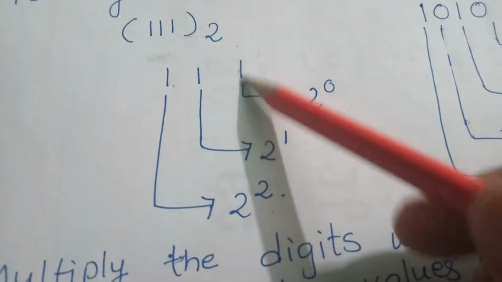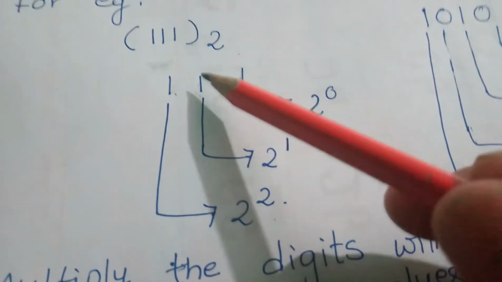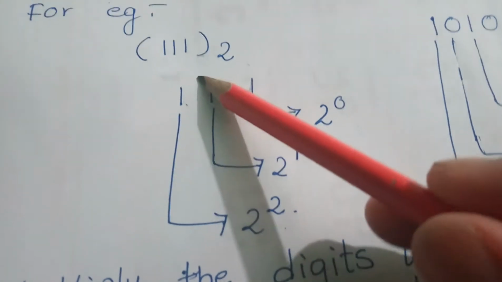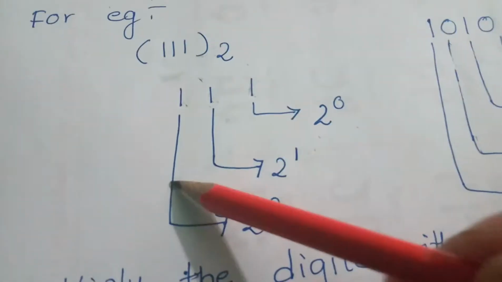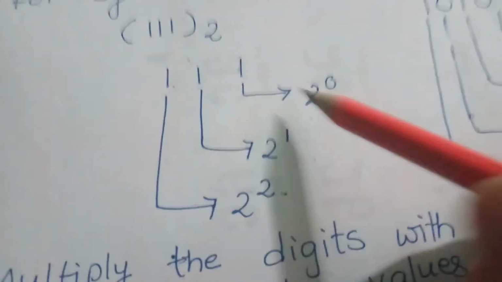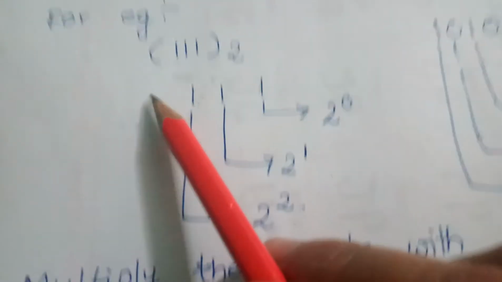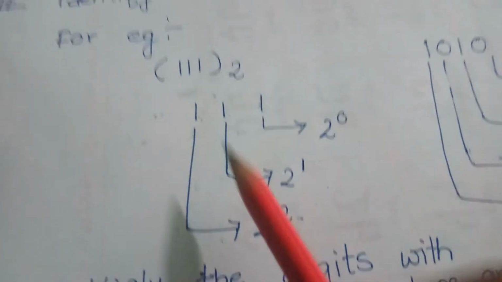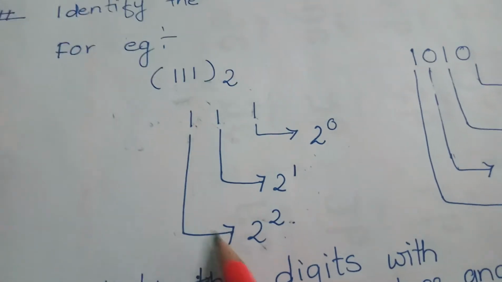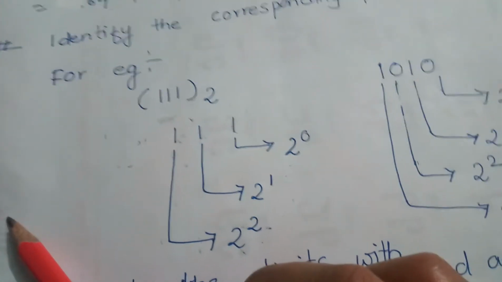So the digit in the 1's place will have 2 to the power of 0 place value, and the digit in 10's place will have 2 to the power of 1 place value, and the digit in this 100's place will have 2 to the power of 2 place value. So it will go on increasing. If it is having 1000 also, then it will have 2 to the power of 3, and similarly 10,000 will have the place value 2 to the power of 4. So like this it will keep on increasing.